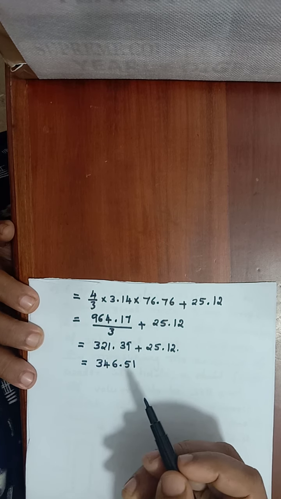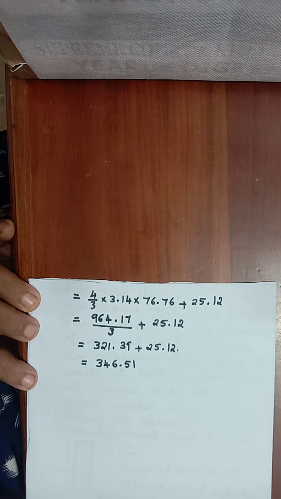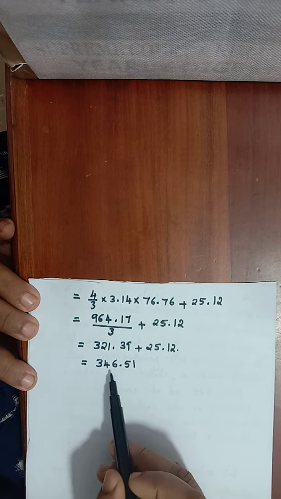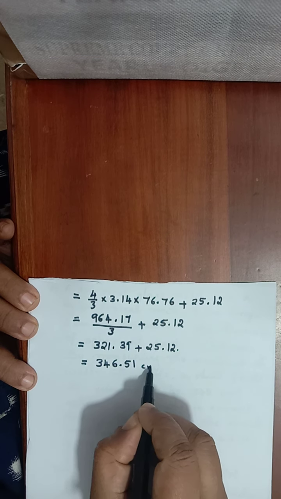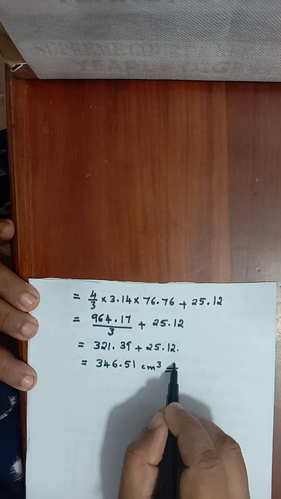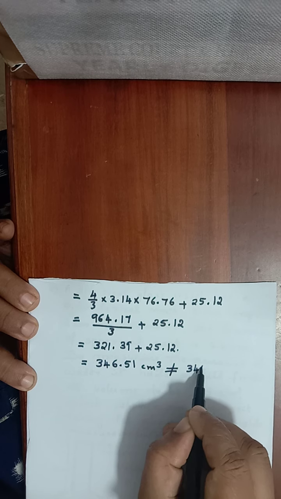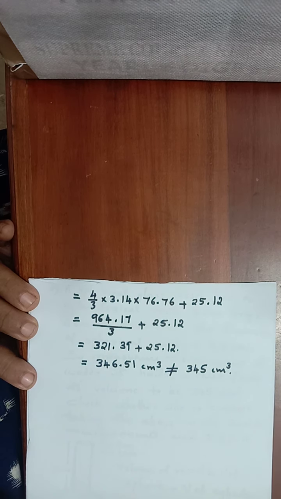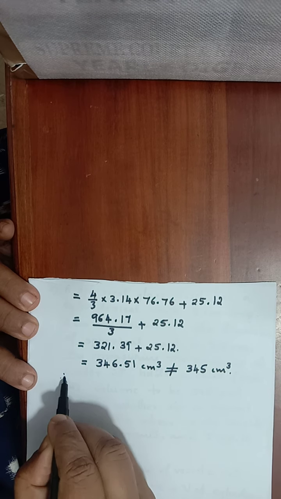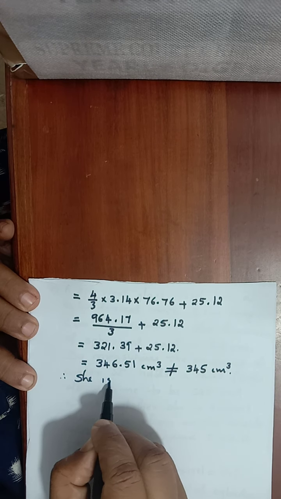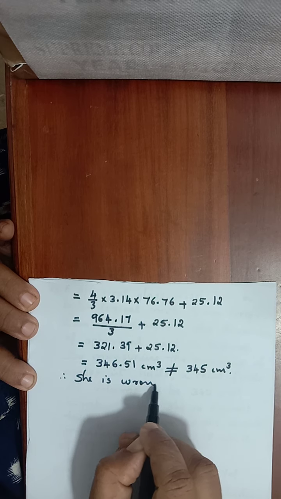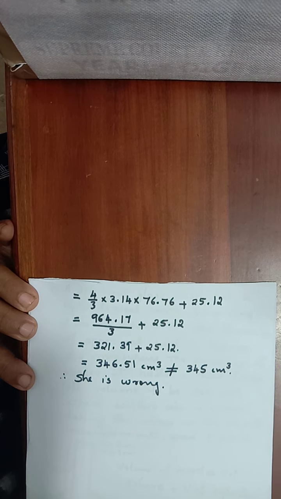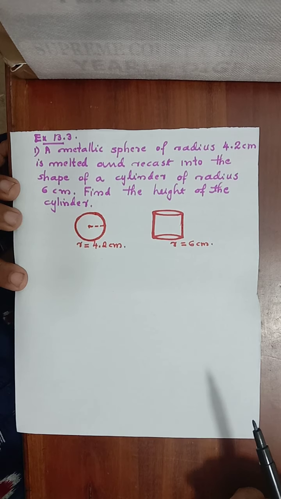When you do the addition, you are going to get 346.51. Our question is, the girl found out that 345 cm cube is the volume of the liquid inside, but we have found out 346.51 cm cube. So that is not equal to what the girl has found out. So she is wrong, we have to write. Therefore, she is wrong. Let us solve the next problem.